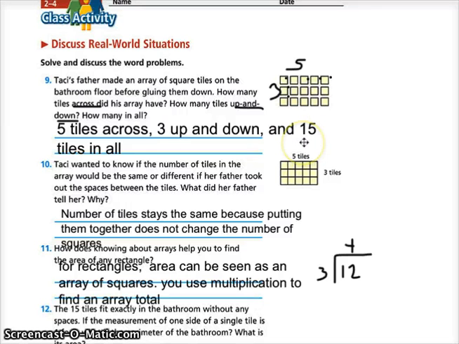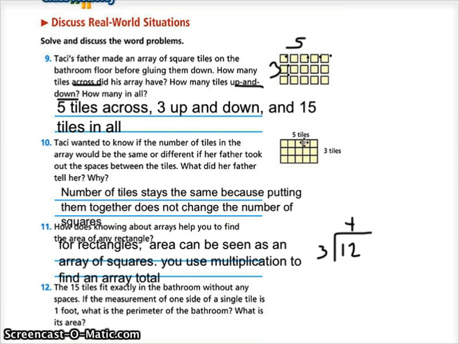All right, this is part 2 of Unit 2, Lesson 4. We are on number 12. The 15 tiles fit exactly in the bathroom without any spaces. If the measure of one side of a single tile is 1 foot, what is the perimeter of the bathroom? What is its area?